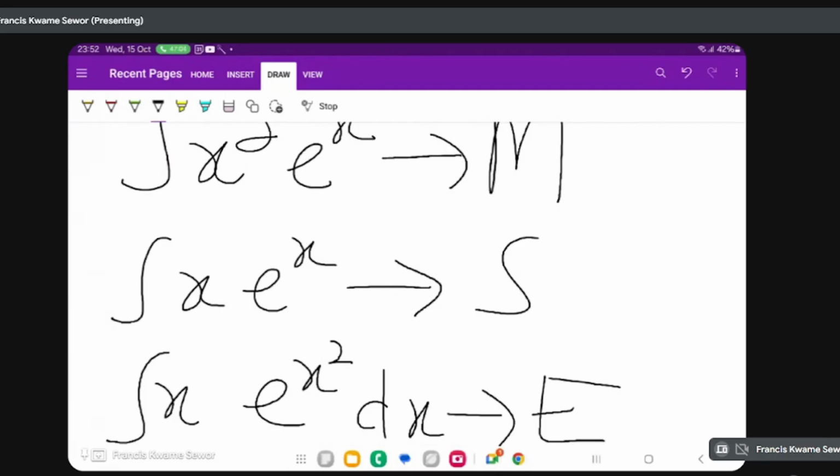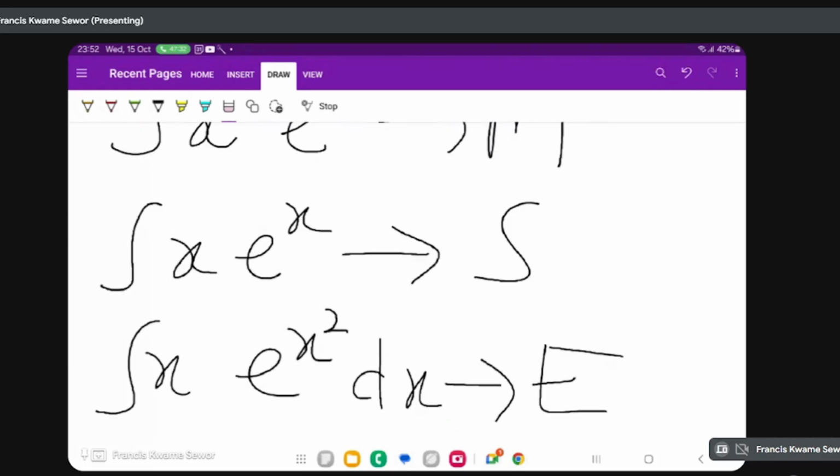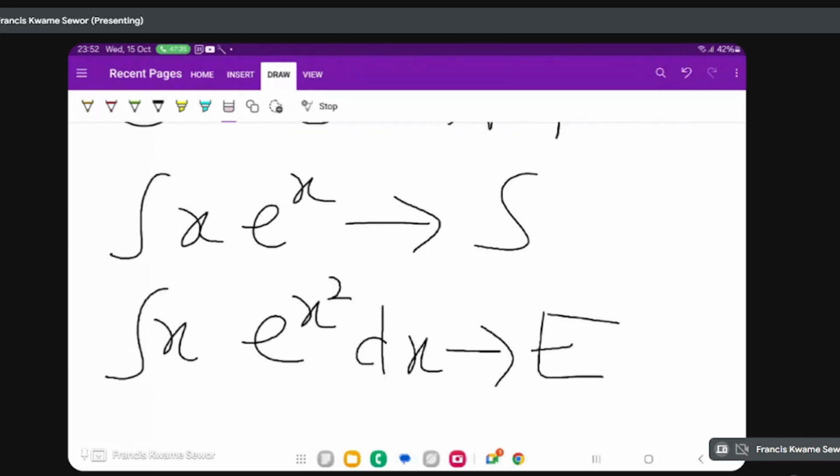Stella, your own. Mine too is not substitution. I think it's by parts. Because if you represent u with x, you get du equals dx, and you end up with the integral of u e to the power u. So it's the same thing as with x, unless you use by parts. Okay, the last one. The last one, it's for everybody. The last one too is by parts.